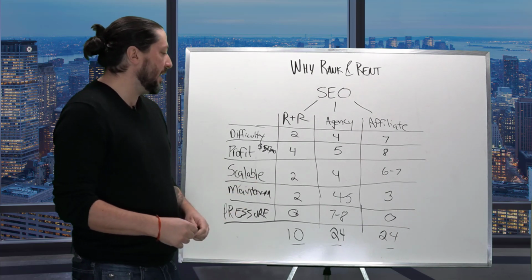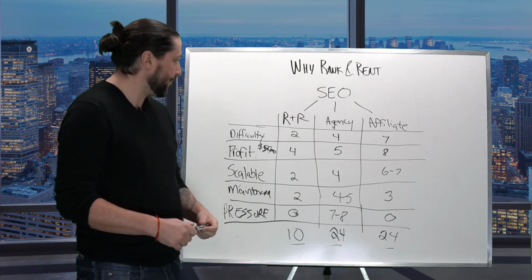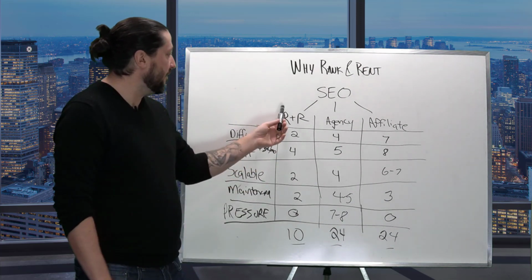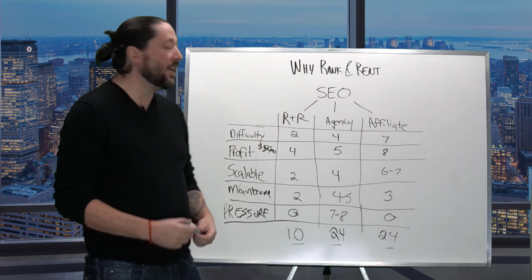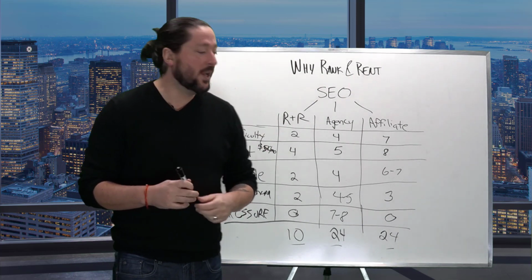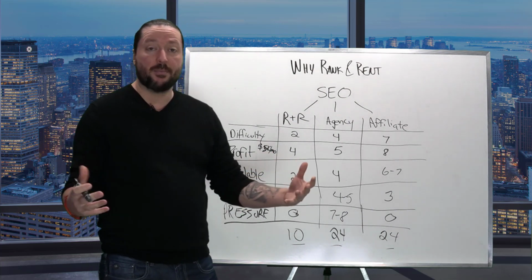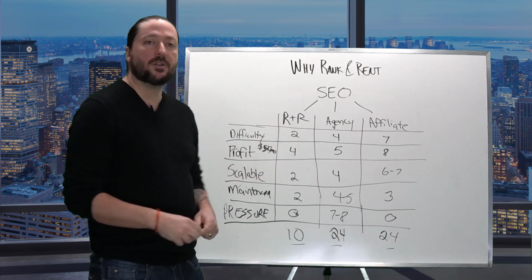So this is why, guys, out of everything I've done, and I've done affiliate marketing, I still actually do a little bit of it, this is why I really think Rank and Rent is the best model, especially if you're just a beginner. So that's going to be it for this video. Hopefully you guys get my point here and you see why I like this model so much.